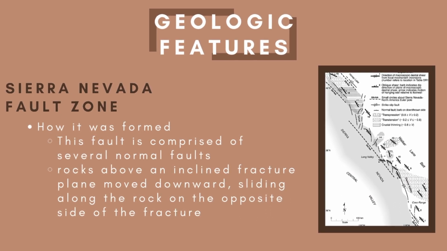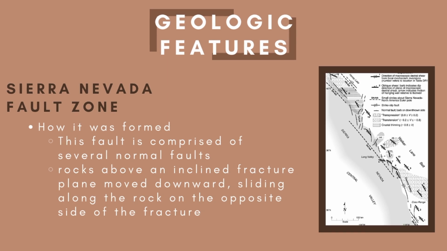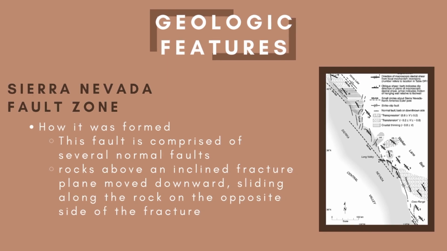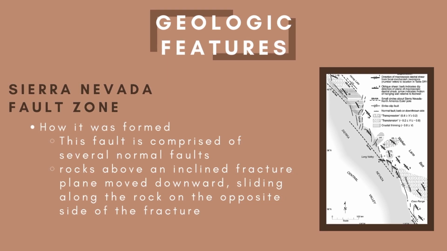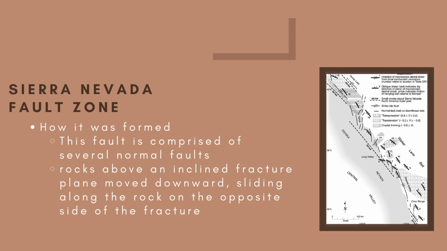The USGS Quaternary Fault and Fold Database of the United States describes how this fault is comprised of several normal faults. The California Academy of Sciences explained how a normal fault is formed when rocks above an inclined fracture plane move downward, sliding along the rock on the opposite side of the fracture.